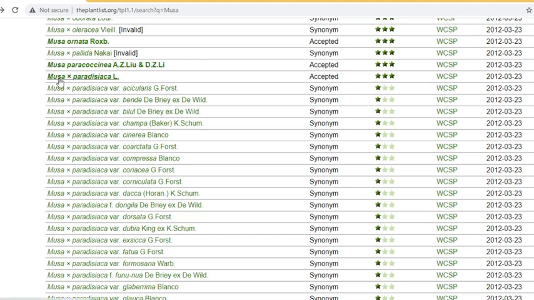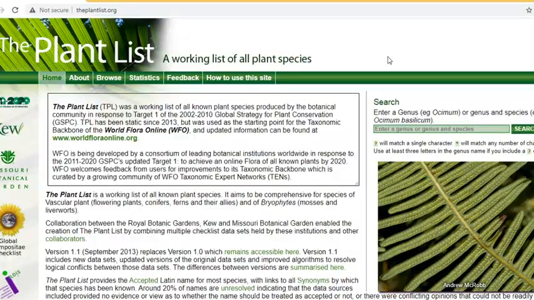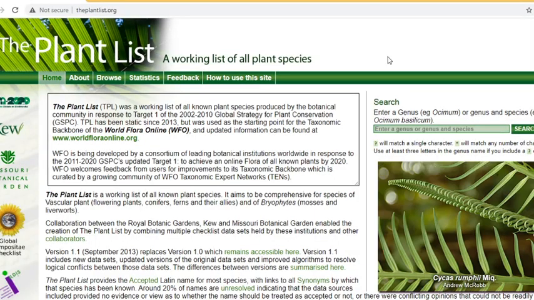That is why, if you write Musa paradisiaca Linnaeus, it will be wrong. Musa × paradisiaca, with that cross sign, is correct. This symbol means that you are indicating a hybrid plant between two different species of Musa. So this name is accepted. But if you write Musa paradisiaca, it will be a wrong name. Okay. Now let us go back to our first example.